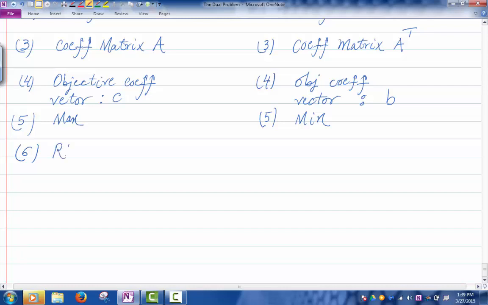What's the right-hand side of the functional constraints? The right-hand sides of the functional constraints would be B, and all the constraints are less than or equal to. And in the dual, the right-hand sides of the functional constraints is C, right? And all the constraints are larger than or equal to.